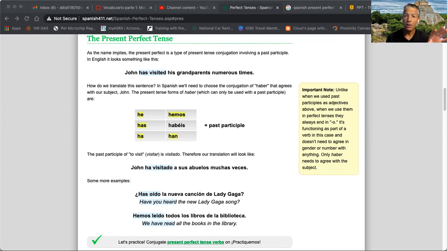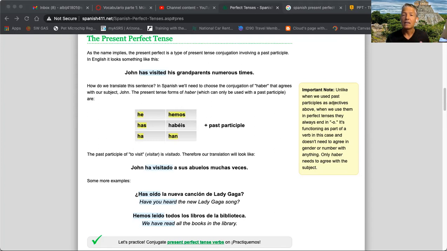Now, there's the has part. That's the verb to have, but not like the verb tener. Tener is to have, as in to possess. Like yo tengo tres hermanos. I have three brothers and sisters. Okay. Or no tengo dinero. I don't have money. That's tener. That's possessing. The verb haber, which is an auxiliary verb, meaning it needs another verb with it.